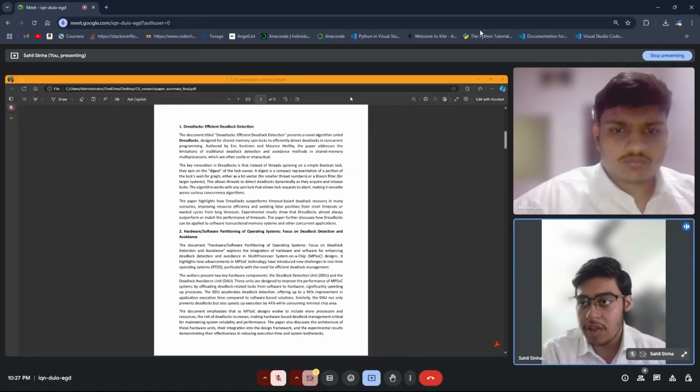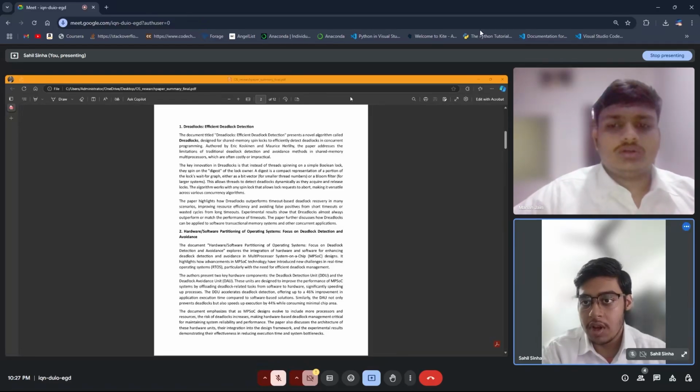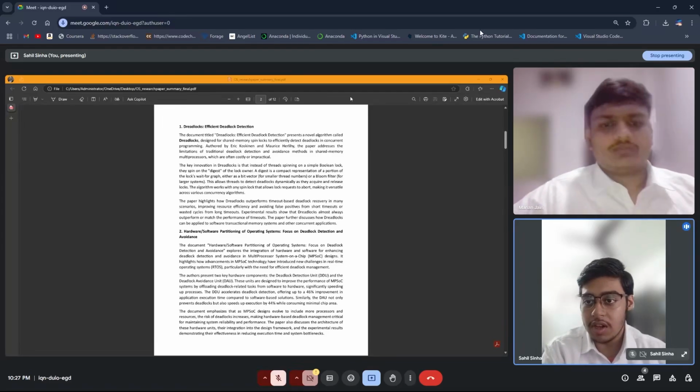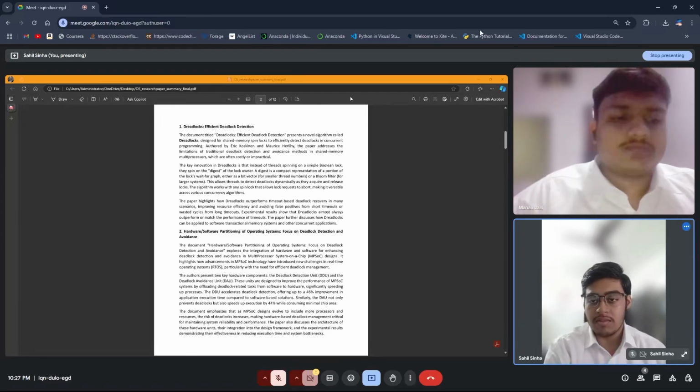As MPSoC designs grow more complex, software-based deadlock management becomes insufficient. Hardware-based deadlock management ensures better reliability and reduces system bottlenecks. The paper presents architecture details and experiments demonstrating the units' effectiveness in reducing execution time.